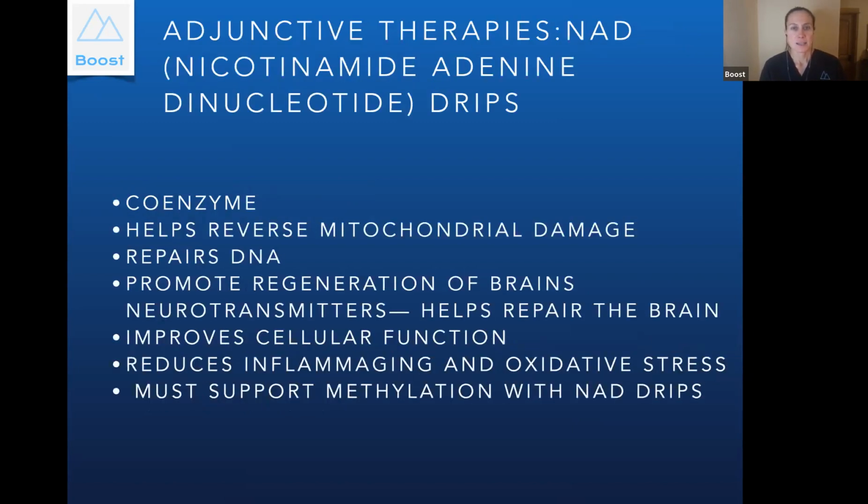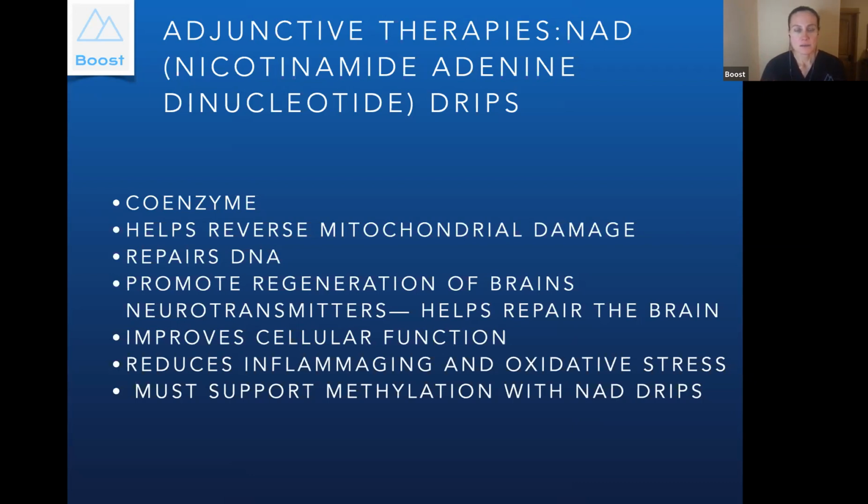And then NAD is a coenzyme that is important within our mitochondria with the Krebs cycle. It powers the Krebs cycle, if you think back to biology. And if we don't have enough NAD, our mitochondria, which are little engines in our cells, don't have the energy that they need. So it's super beneficial to have NAD in terms of helping our neurotransmitters in our brain, and it helps to promote regeneration and help repair the brain.